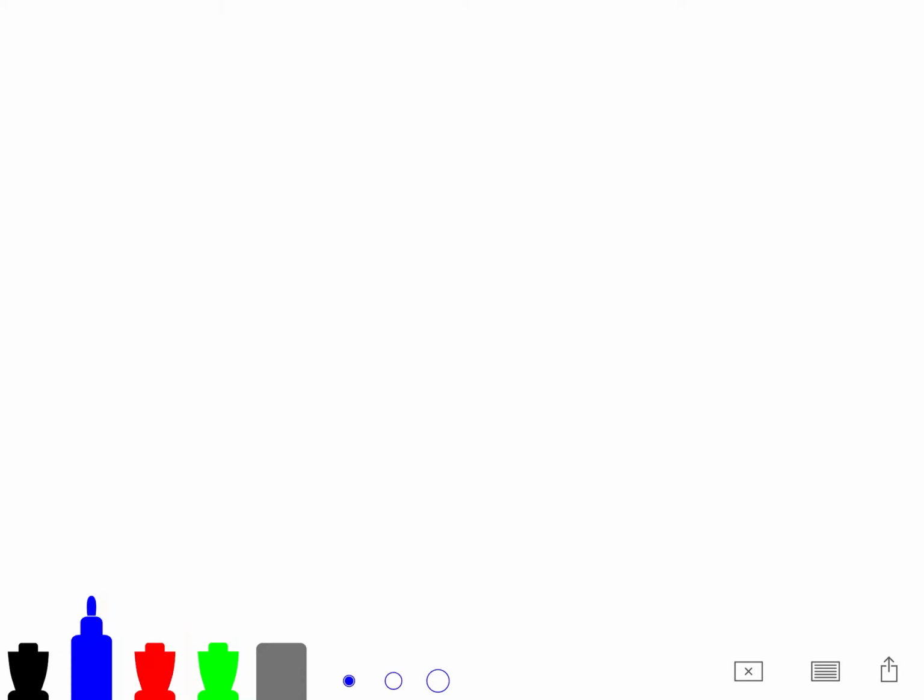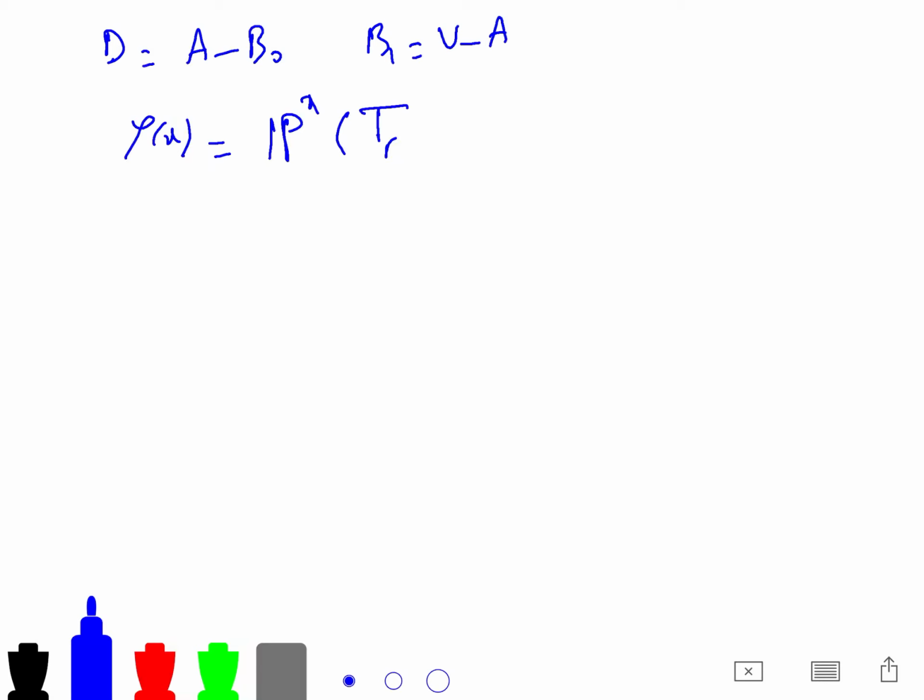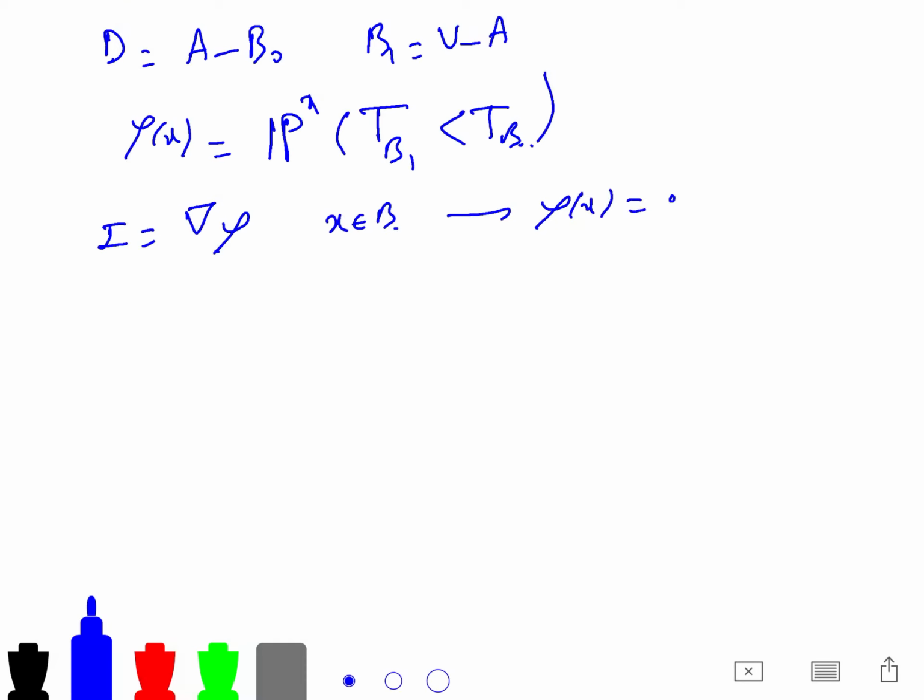So how do we prove that? We first imagine again that B0 is this set and B1 is V minus A, and define the function phi of x that we love to define like this. And now you know that I is just the gradient of phi, and for any x in B0, we can say that phi of x is 0.